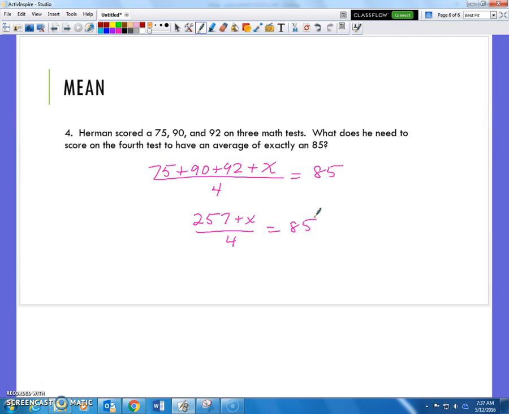And again, this is that step that was a little different than what we've done in the past. Because this whole side is being divided by 4, I'm going to multiply that whole side by 4. I know that those are inverse operations, and I don't have to distribute that 4 because that fraction is canceled out with that 4. 257 plus x equals 85 times 4, 340. And now I just need to subtract that 257 from both sides to get x by itself.